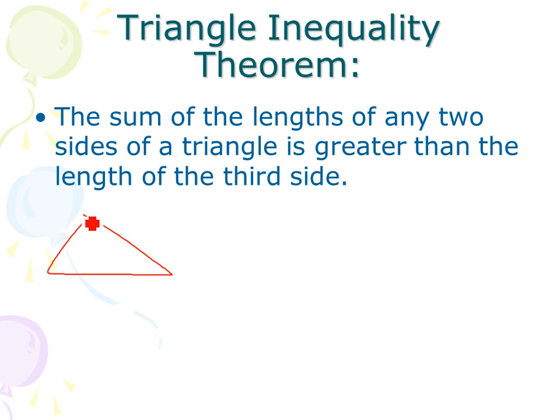You probably want to draw this picture somewhere. Trying to think of some numbers here. There are lots of different things that we can do with this theorem. One of them is we can find the range for a side. We can't find the exact number for a side, but we can find the range that the missing side has to fall between.